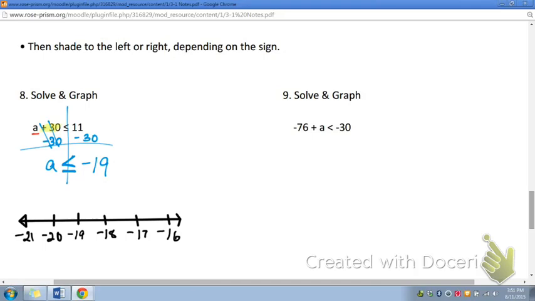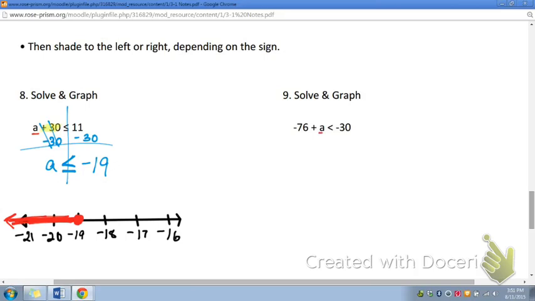Now, as far as graphing and shading, it is a less than or equal to. So I am going to color my circle in here on negative 19, and then less than means I want all numbers smaller than that. So that's everything shaded this way. Okay? All right, very good. And last problem.